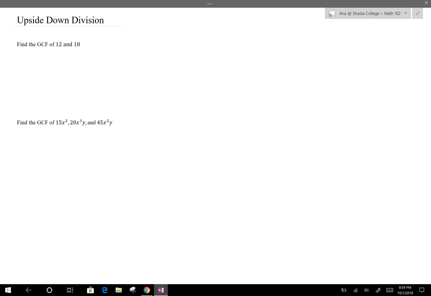common factor. So when I'm asked for the greatest common factor of 12 and 18, I'm looking for the largest number that goes into both 12 and 18. I'm using two numbers that are fairly small so you can kind of get a general idea.